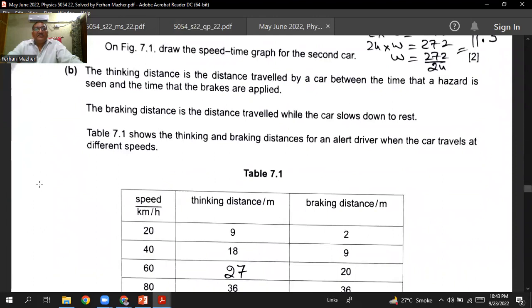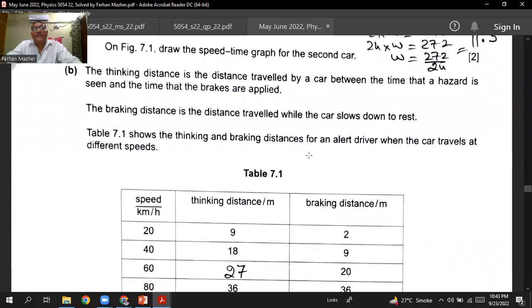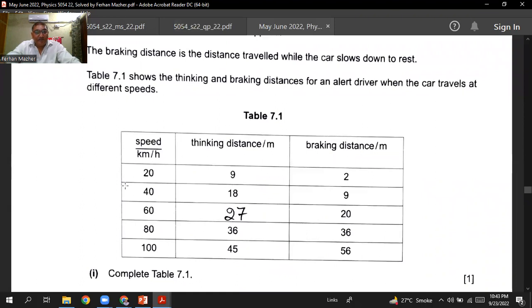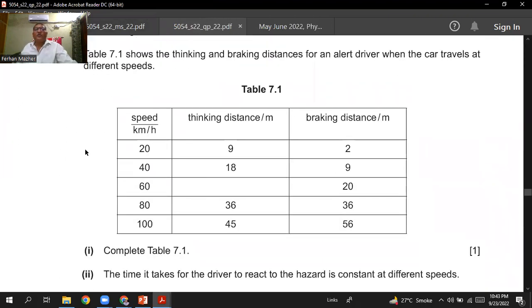The thinking distance is the distance traveled by a car between the time that a hazard is seen and the time that the brakes are applied. The braking distance is the distance traveled while the car slows down to rest. Table 7.1 shows the thinking distance and braking distances of an alert driver when the car travels at different speeds. When the speed is 20, the thinking distance is 9 meters. The braking distance is 2 meters. Sorry, I said meters per second, it's meters.